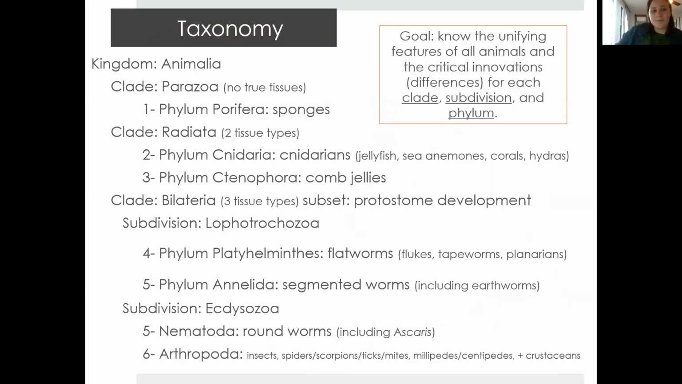Here is basically a taxonomy cheat sheet. So it lays out all the taxonomy that we're going to go through. And that's going to be involved with Animals 1. In this specific video, we'll be talking about Parazoa. So that's going to be no true tissues, and the phylum that's within that clade is going to be Porifera, and those are going to be our sponges.